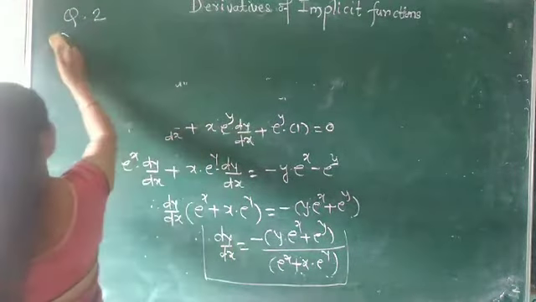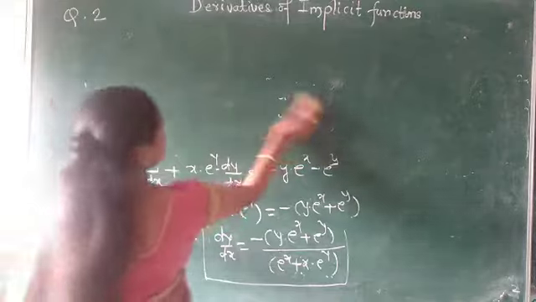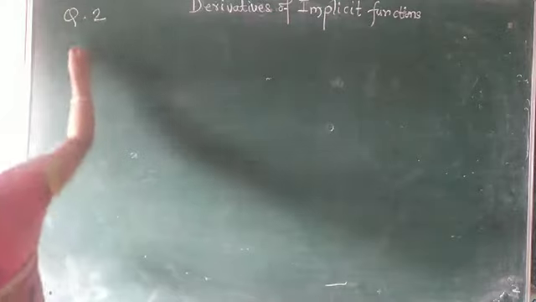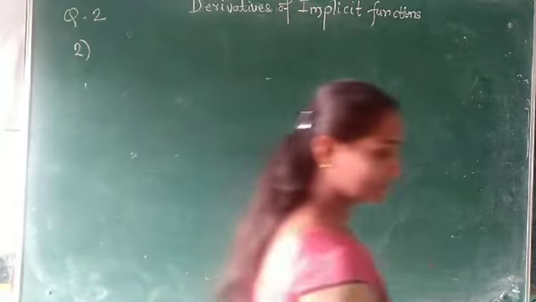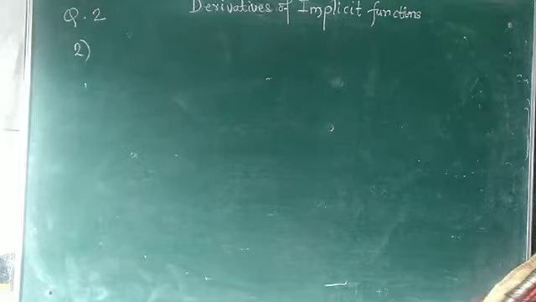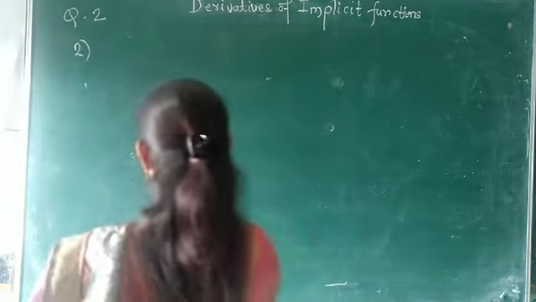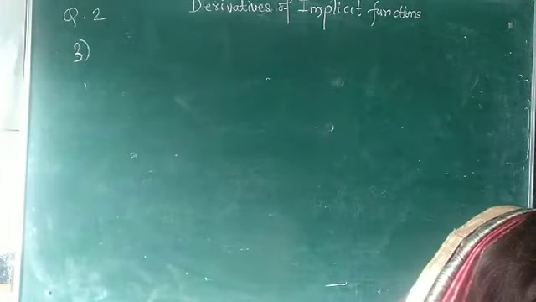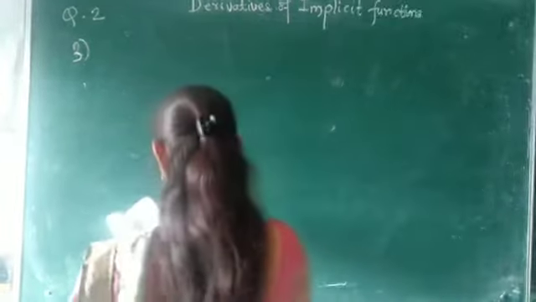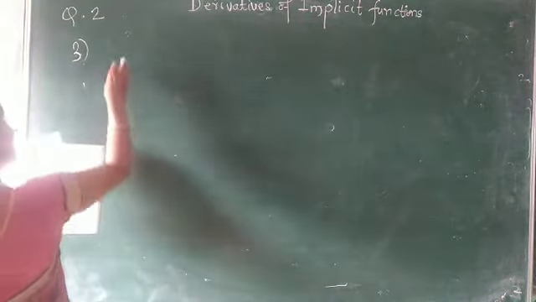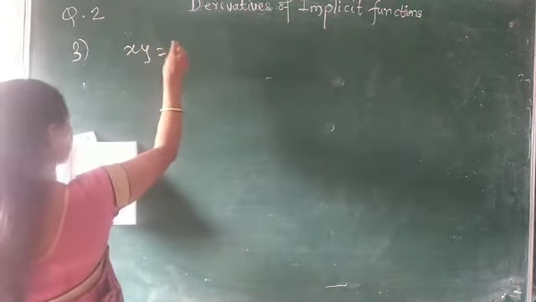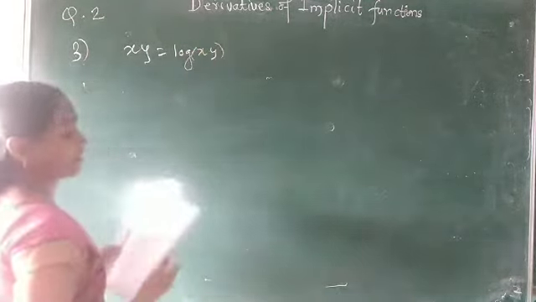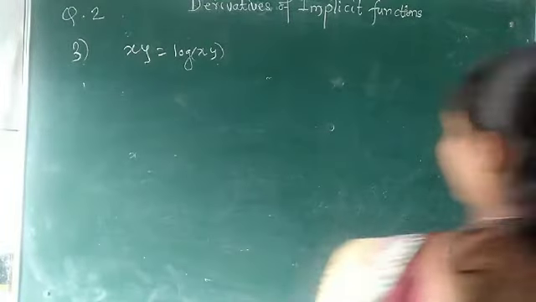Second, x raised to y is equal to e raised to x minus y. Or we take also a third example. You should try the second, which is very easy. We take xy is equal to log of xy. Xy is equal to log of xy.